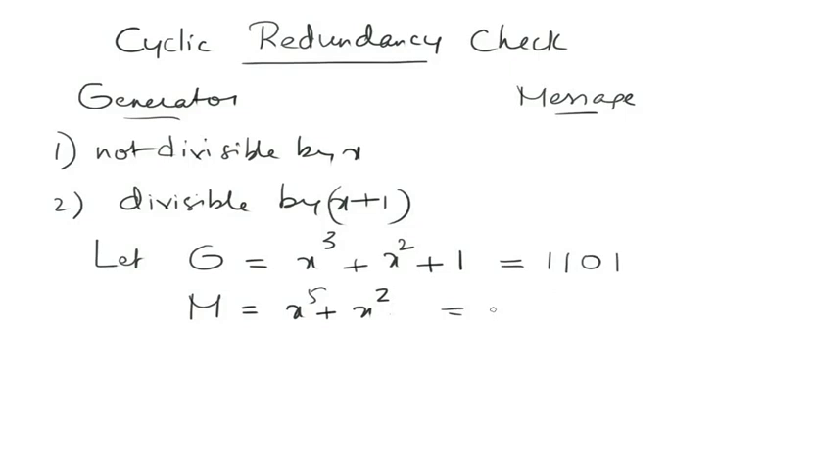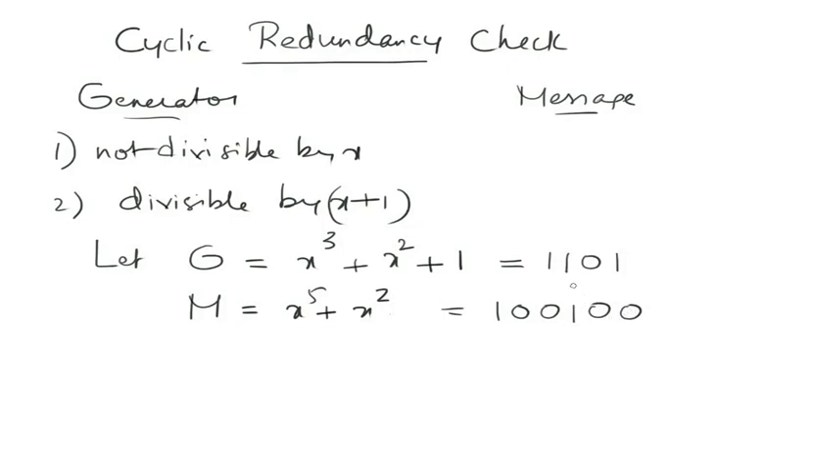Now the message is starting with x raised to 5, so put a value of 1 for x raised to 5. We don't have x power 4, there is no x cube. Then we have x square, so put a value of 1 here. There is no x term, so put a 0. There is no x raised to 0 term also, so put a 0. So this is the message which is to be transmitted.